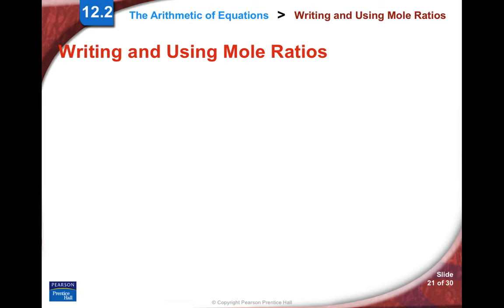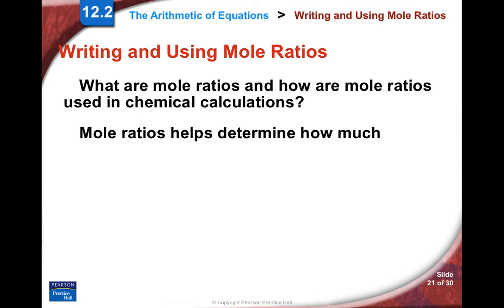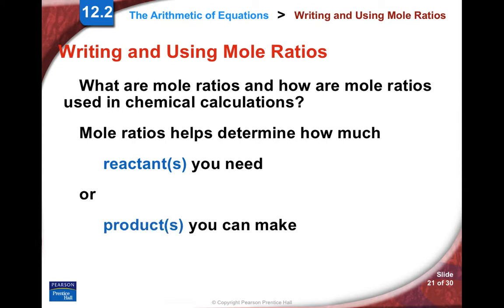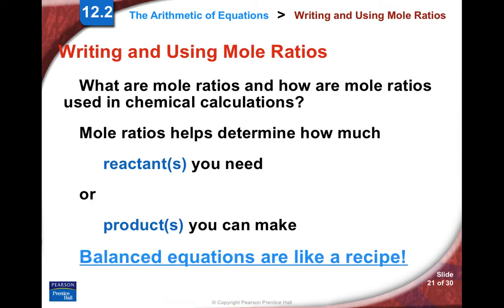So when we're writing mole ratios, we have to know how to get them. We get them from our balanced equation, like I mentioned before. That balanced equation is going to help you determine how much of the reactant, or reactants, you need, and how much of the product or products you can make. And it's just like a recipe. If you can kind of get that in your mind, that it's just really similar to cooking, then you'll be on your way to success.